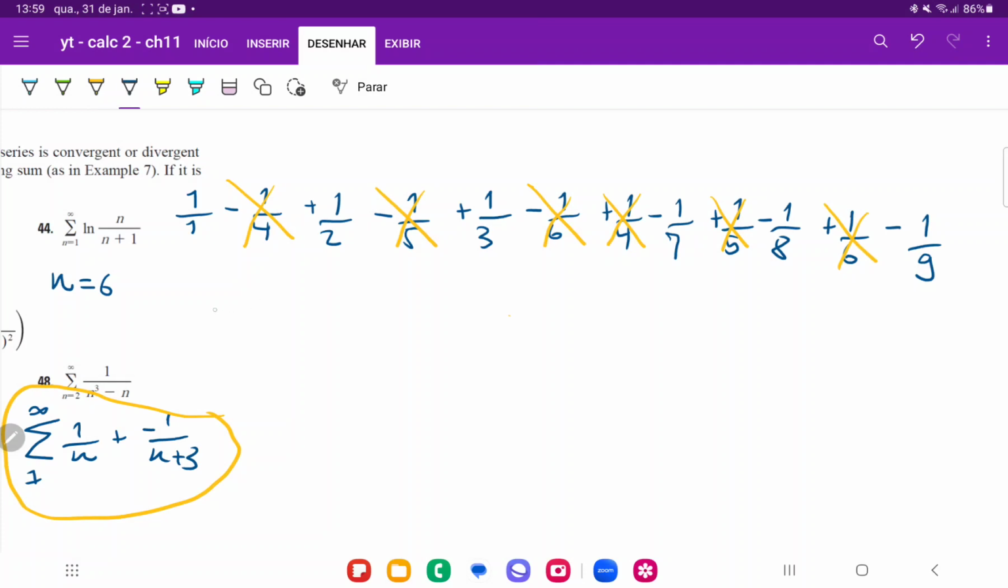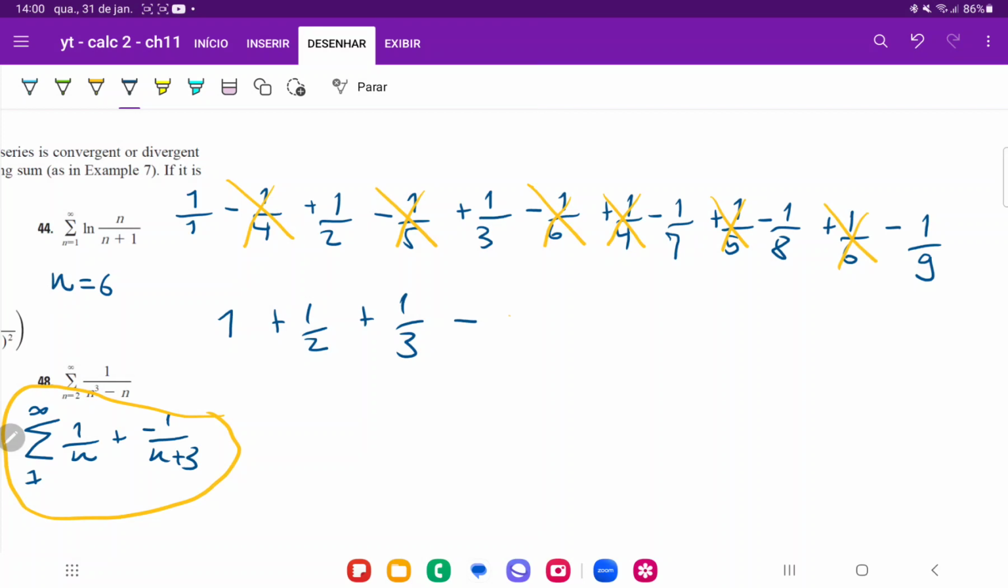Well, we're left with 1 over 1, so 1, plus 1/2, and plus 1/3. And we can see that these are never going to be canceled out, because where we begin to subtract, so minus 1 over n plus 3, the first term that we get is minus 1/4. So that means that we're never going to be able to cancel out these three terms. And what we're left with is minus 1 over 7. And remember that n was equal to 6.